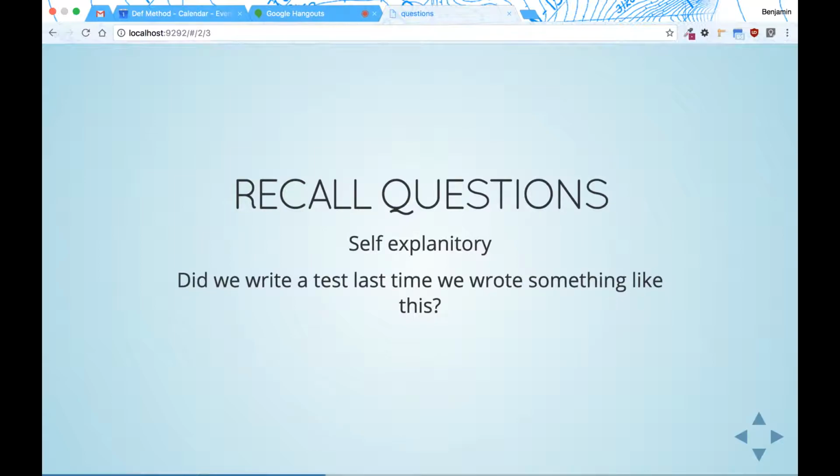Recall questions are questions that just ask somebody to recall something. Did we write a test last time we wrote code like this? Did we do this last time? And then from a social level, oh yeah, can you tell me where this office is? Something like that is generally considered a recall question.